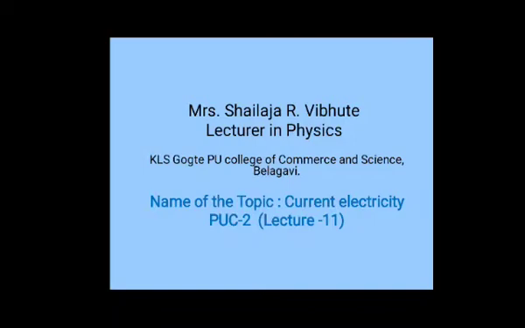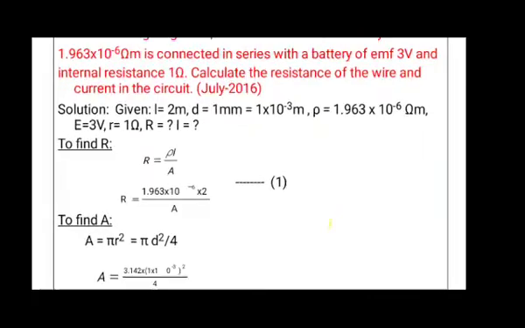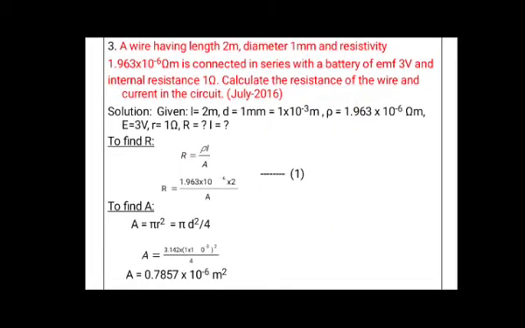Let us continue the problems based on current electricity. This problem is asked in July 2016. A wire having length 2 meter, diameter 1 millimeter and resistivity 1.963 into 10 raised to minus 6 ohm meter is connected in series with a battery of EMF 3 volt and internal resistance 1 ohm. Calculate the resistance of the wire and current in the circuit.